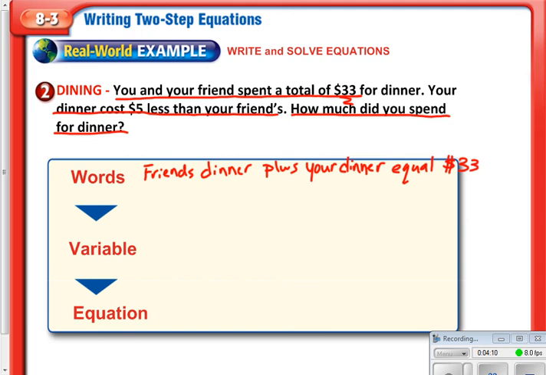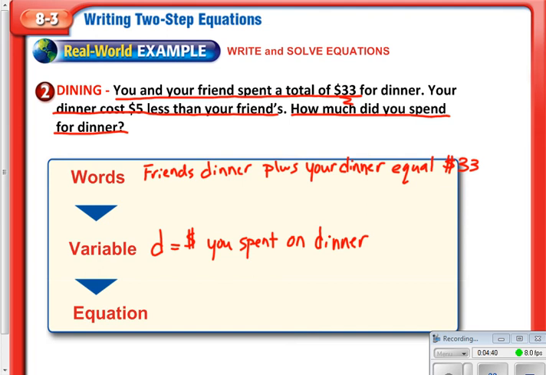Variable is the unknown. It says how much did you spend for dinner? Well, that is what we need to find out. That is the unknown. So maybe I'll say D equals money you spent on dinner. That's the amount of money that you spent on the dinner, D.